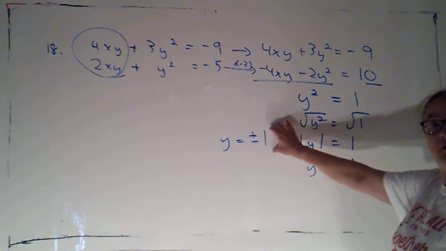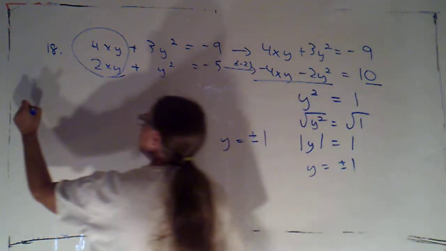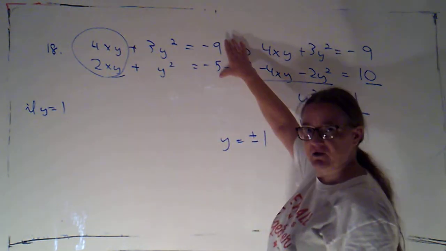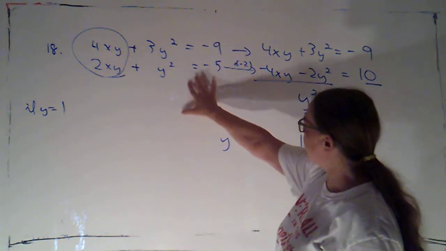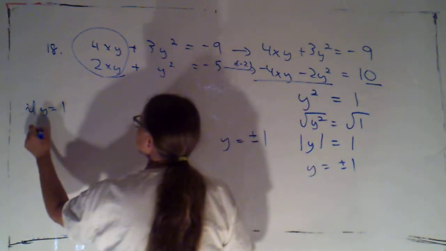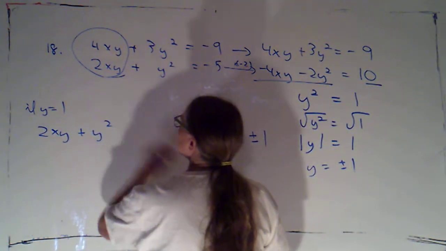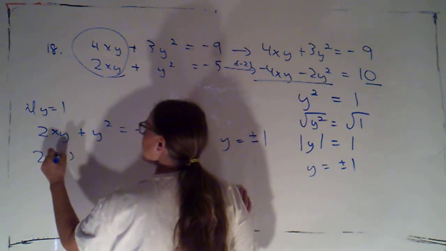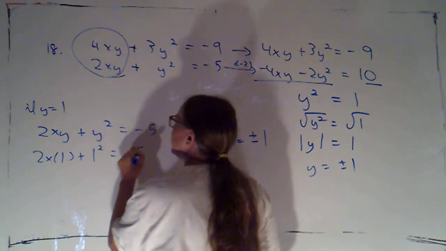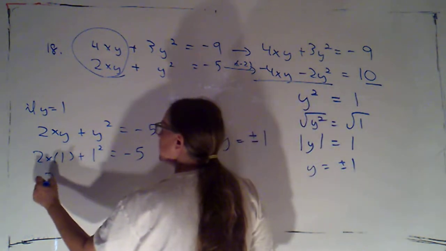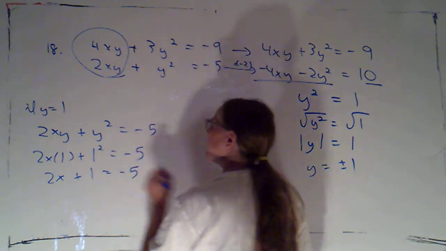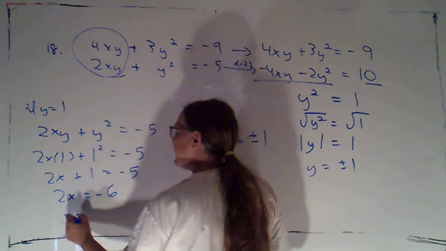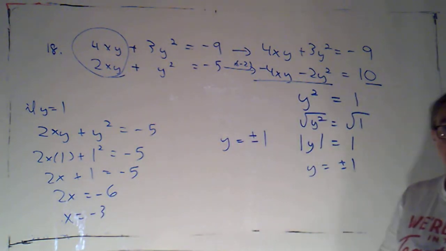All right, each y value should have a companion x value. So let's see, if y is equal to 1, now I can pick either of the equations that has both variables in it. I think I'm going to pick the second one just because it has smaller coefficients. So let me start by just copying that down. 2xy plus y squared equals negative 5. So that becomes 2x times 1 plus 1 squared equals negative 5. 2x plus 1 equals negative 5. 2x equals negative 6. X is negative 3.